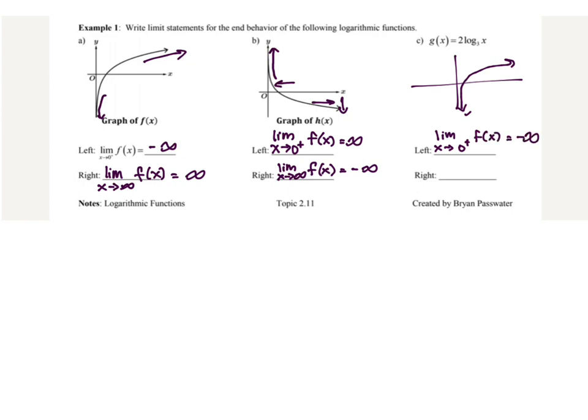Good. And on the right, the limit as x goes to positive infinity of f of x is positive infinity. So your tails on logarithms are going to be infinities. One of your limits is going to be x to 0. The other one will be x to infinity.